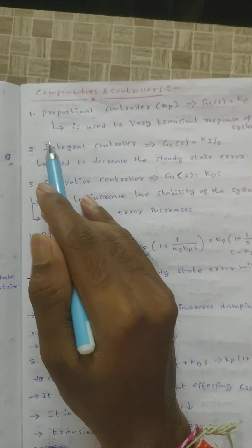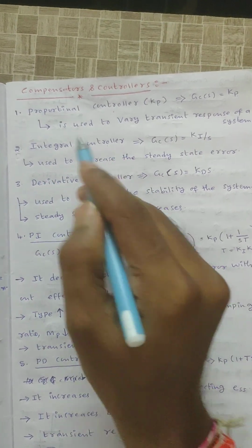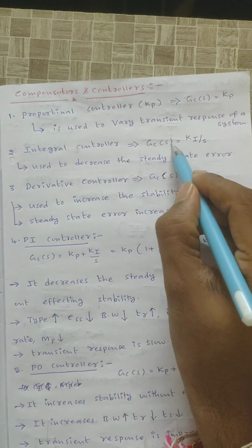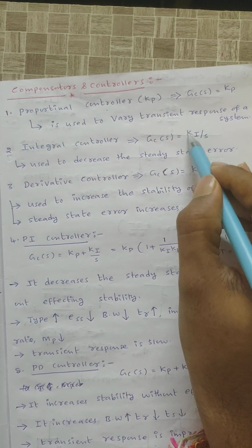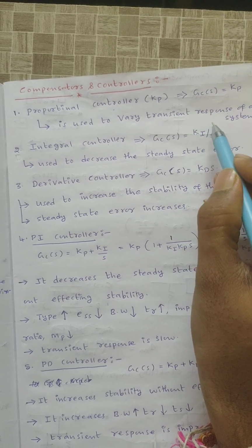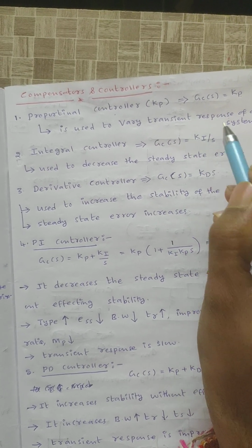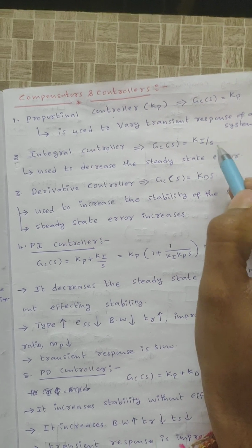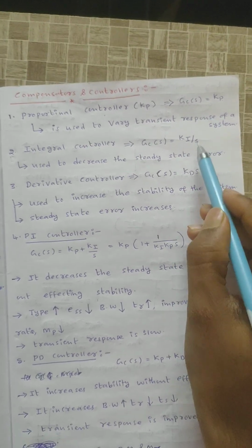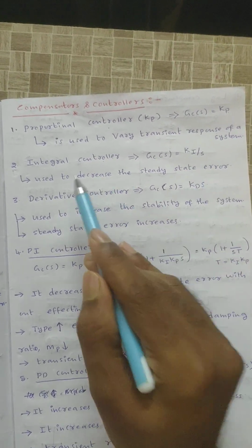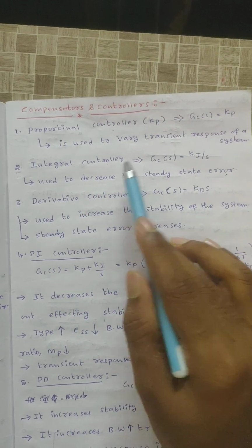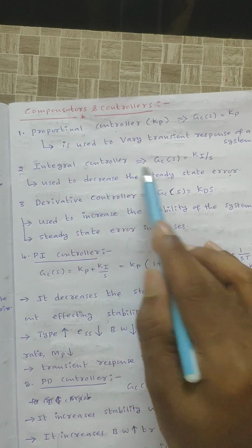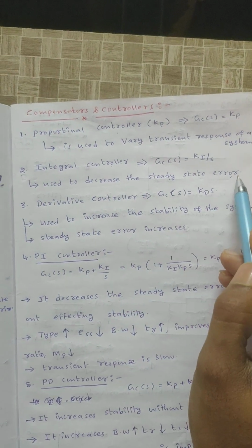Next, the integral controller. gc of s is equal to ki by s, that means 1 by s, right? Here a pole is added to the open loop transfer function. When a pole is added to the open loop transfer function, the type increases. As the type of the system increases, the steady state error decreases. That means by using this integral controller, the steady state error is reduced.